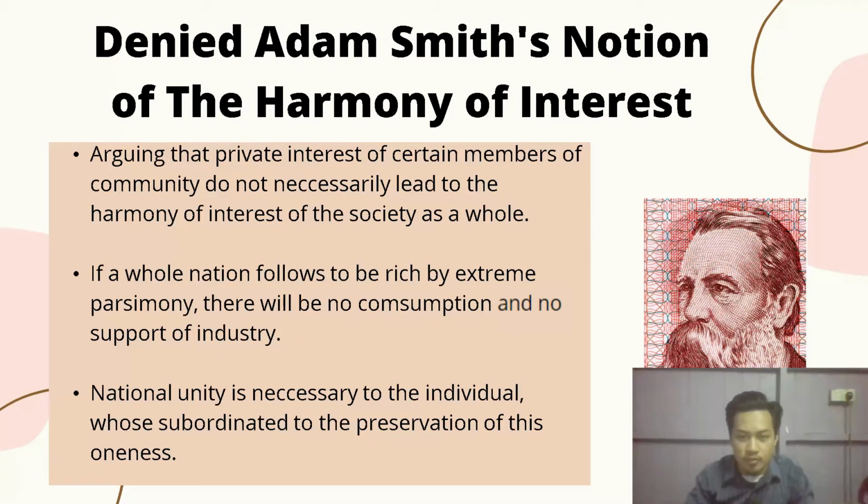I will continue our group presentation. So the next contribution of Friedrich List is denying Adam Smith's notion of the harmony of interests. Friedrich List argued that the private interests of certain members of the community do not necessarily lead to the harmony of interests of society as a whole. If a whole nation follows the path to be rich by extreme parsimony, there will be no consumption and no support of industry. National unity is necessary, and the individual was subordinate to the preservation of this oneness.